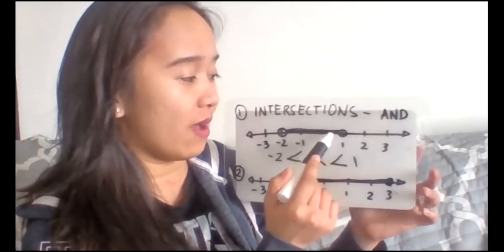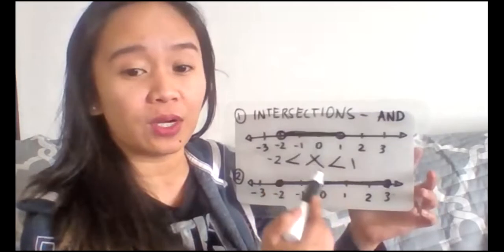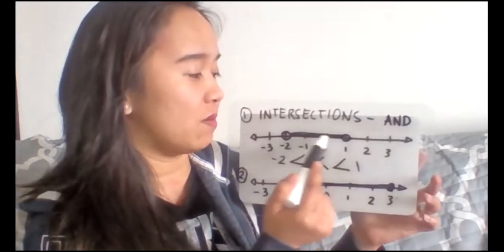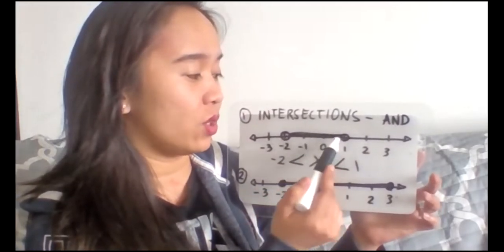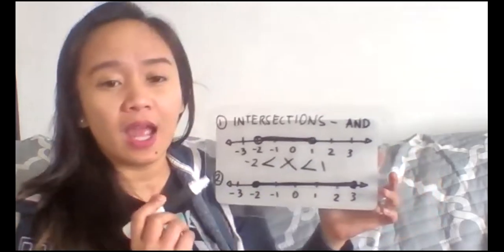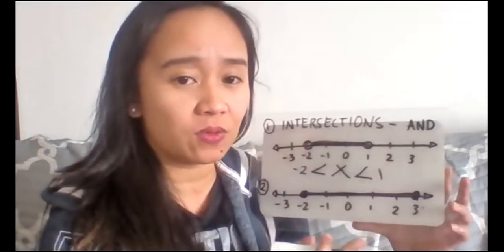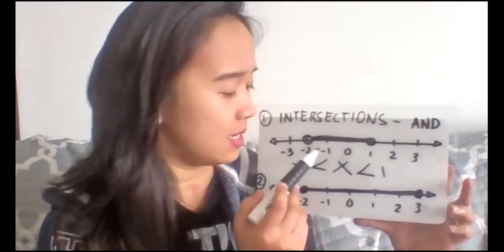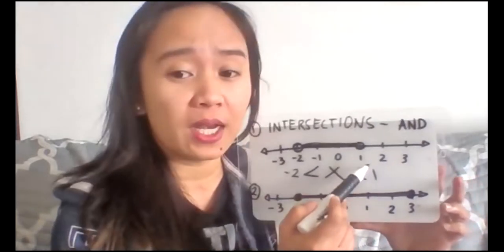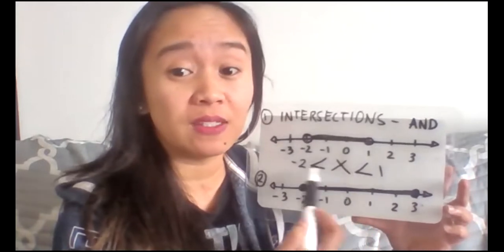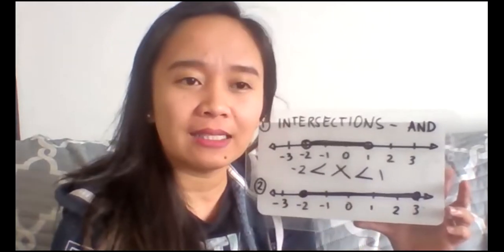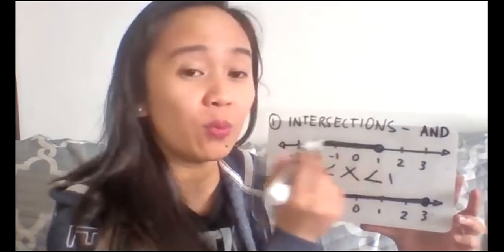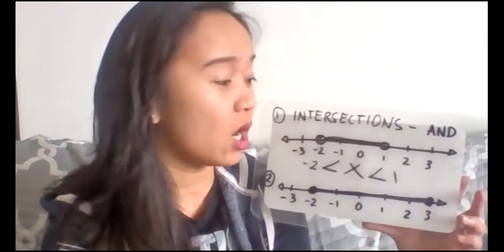So see that you have a point at 1. It's a hollow point or an open point, and the shaded part is at the left of 1. So those numbers should be less than 1. Another way of reading this one is x is between -2 and 1. That applies to those open points or hollow points.